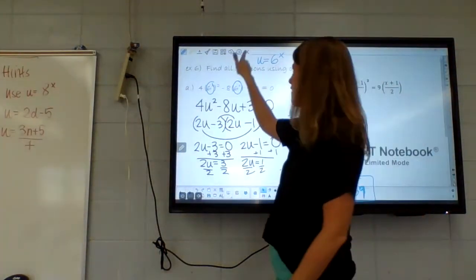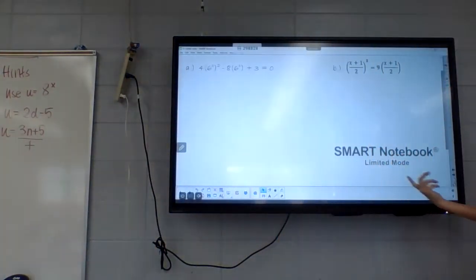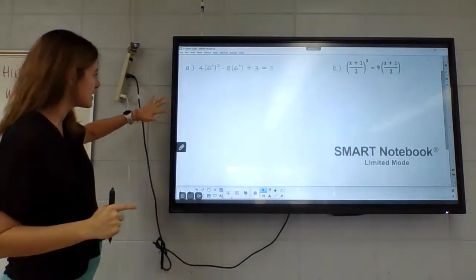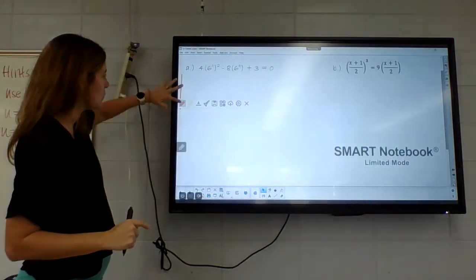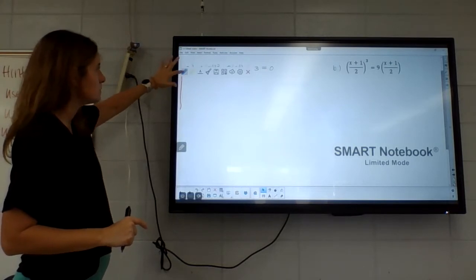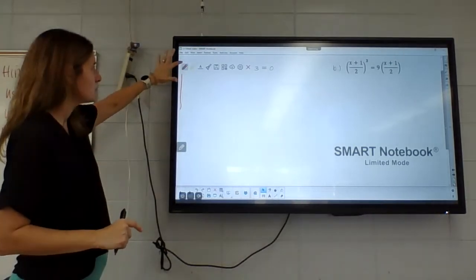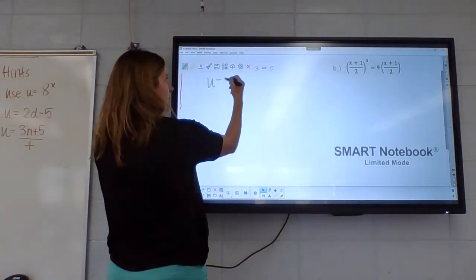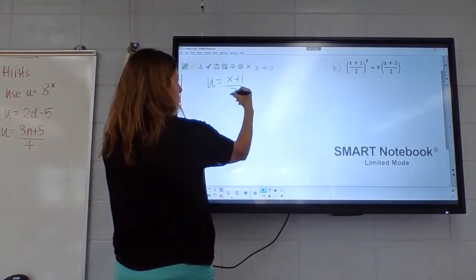Sometimes the U's are really obvious. Like in letter B, U is really obvious, right? It's got to be the same thing in both spots. Sometimes it's less obvious, like in the first one we saw. In this case, I'm going to use my U as x plus 1 over 2.